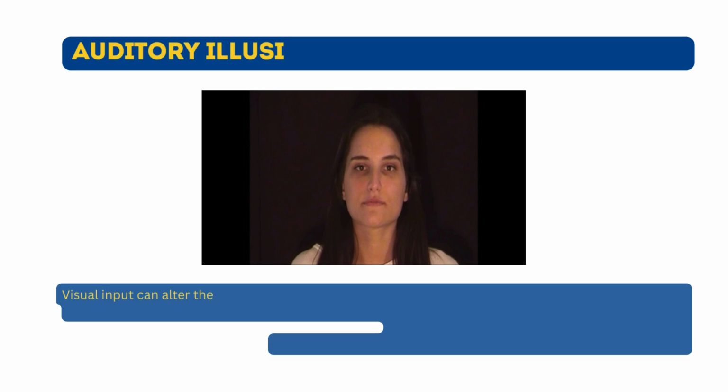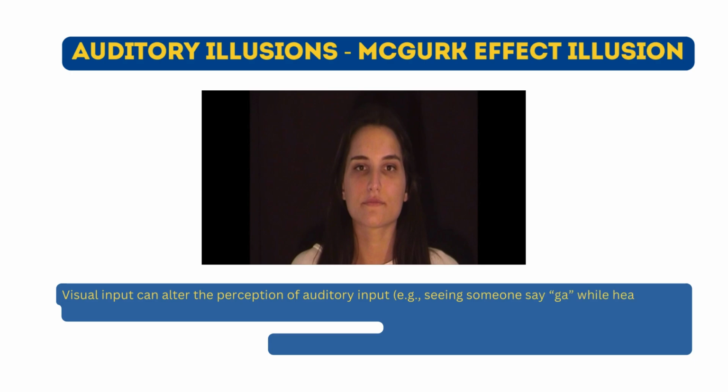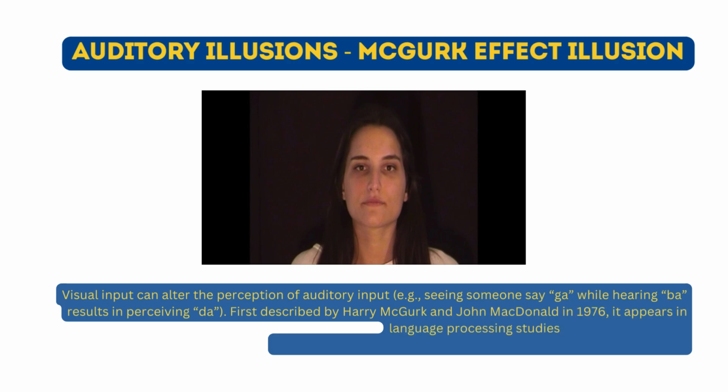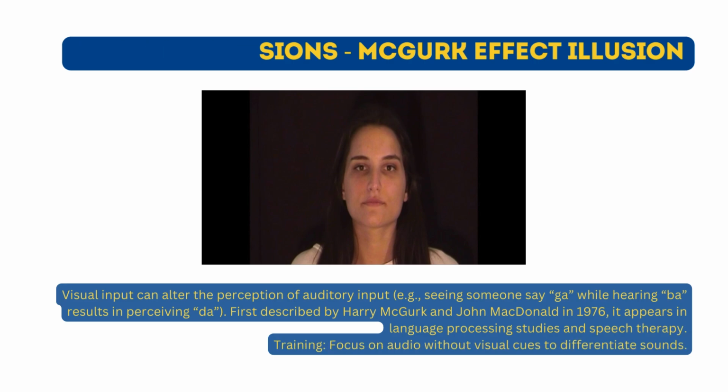McGurk effect. Visual input can alter the perception of auditory input. For example, seeing someone say ga while hearing ba results in perceiving da. First described by Harry McGurk and John MacDonald in 1976, it appears in language processing studies and speech therapy. Training: focus on audio without visual cues to differentiate sounds.